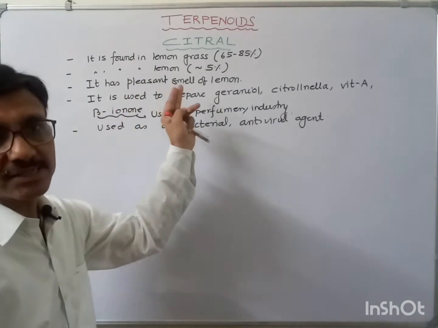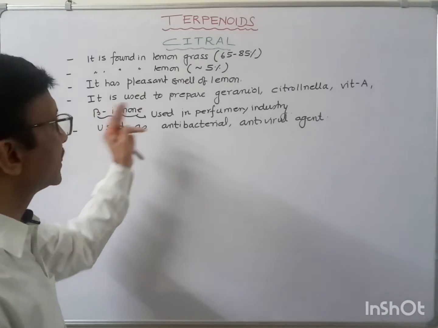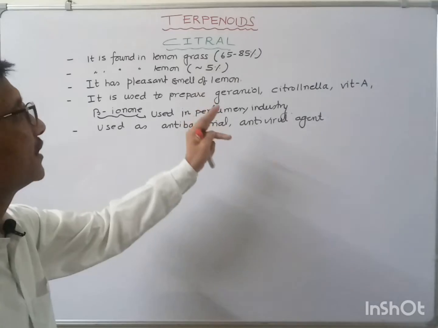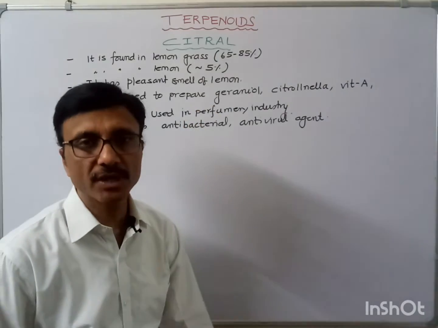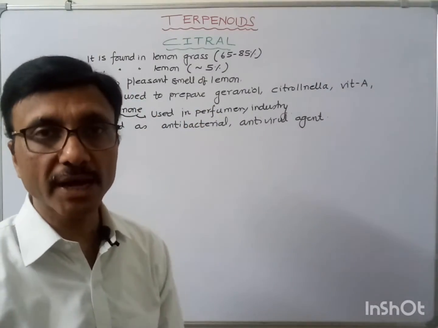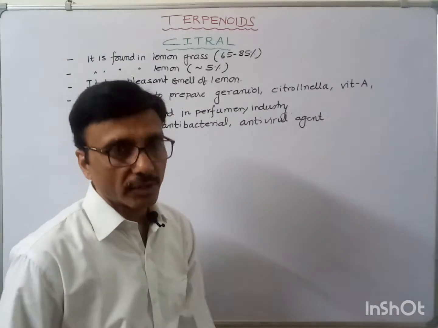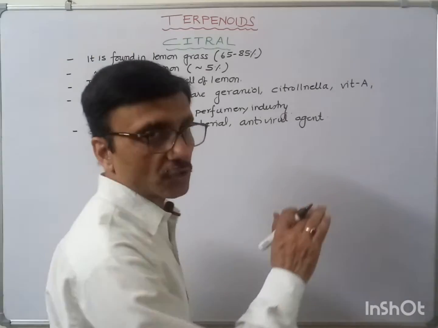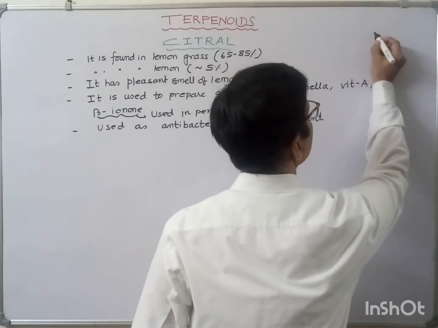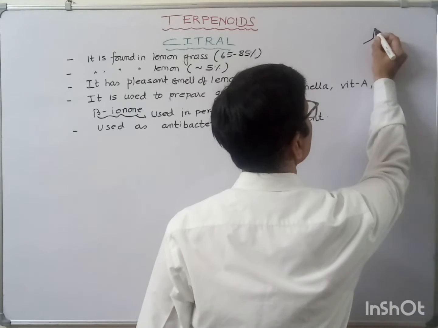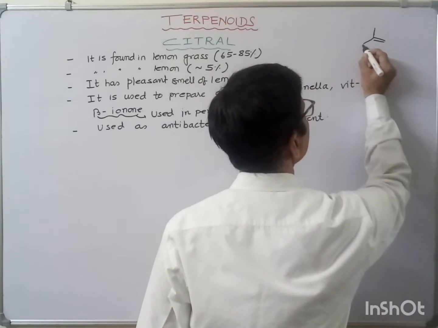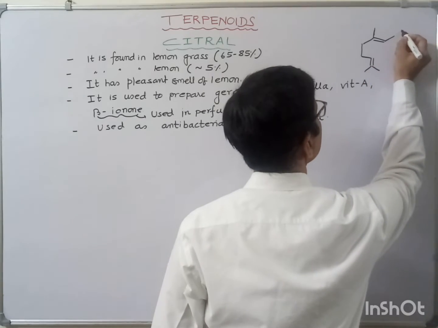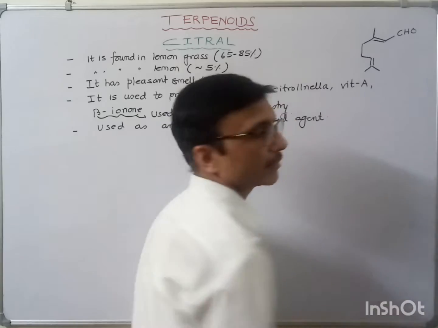It smells like lemon, and that's why it is used in the perfumery industry, and it is used to prepare other terpenoids, for example geraniol oil, citronella, citronellol, vitamin A, beta-ionone, like this. So if we see the structure of citral, I am writing the structure of citral. It is something like this. This is the structure of citral.